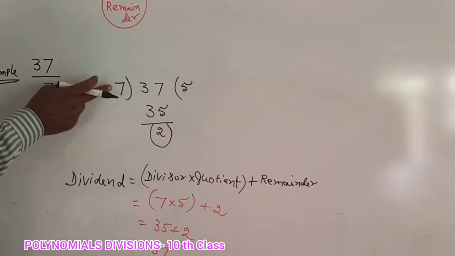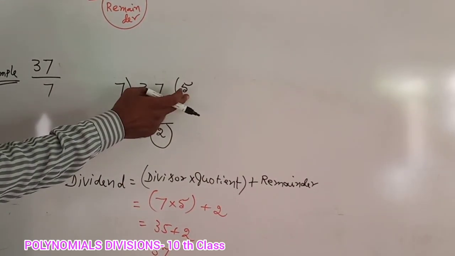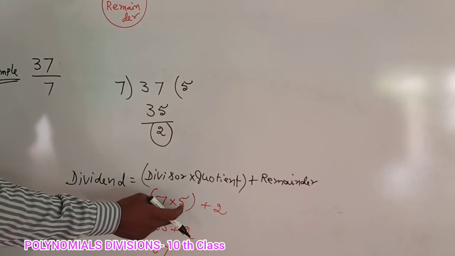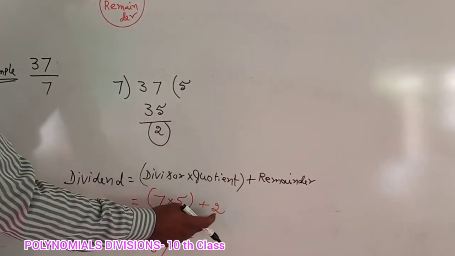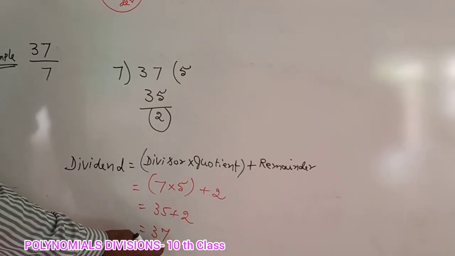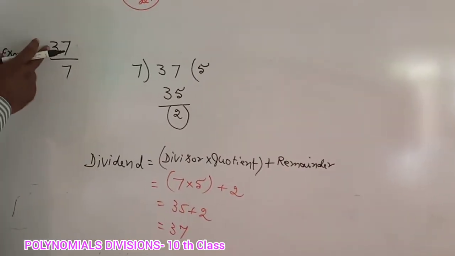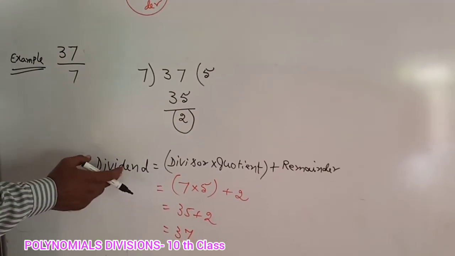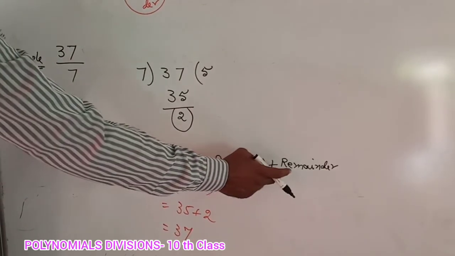The divisor is 7, the quotient is 5, and the remainder is 2. So 7 into 5 plus 2: 7 fives are 35, plus 2 is equal to 37. So 37 is the dividend. Dividend equals divisor into quotient plus remainder.